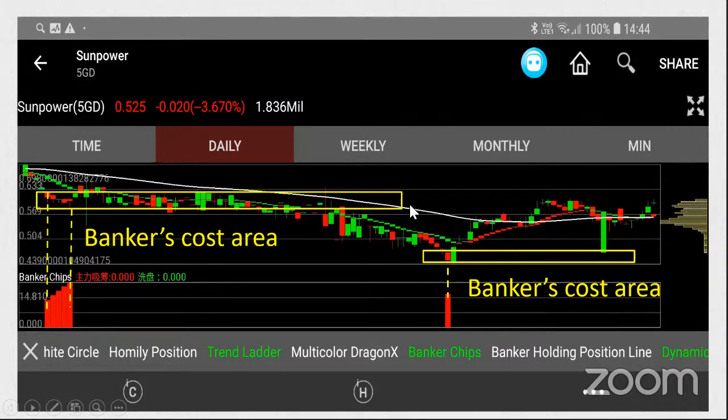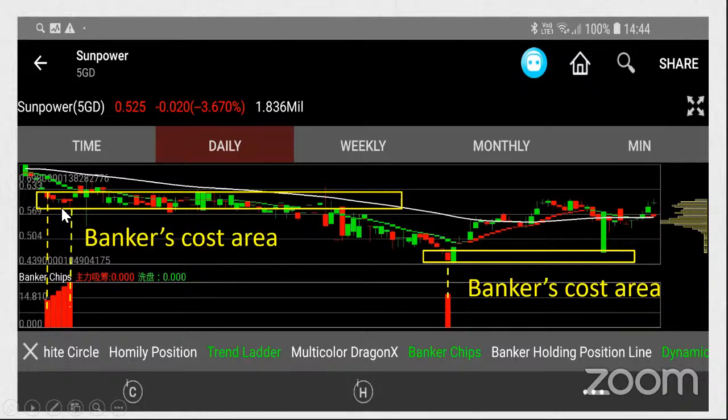Okay, so this is how we draw the banker's cost area. One case is several red bars appearing in a row for banker chips. You find the high and the low for that period to decide the banker's cost area. And sometimes for banker chips, the red bar appears as just one single bar. Then the banker's cost area is simple. It's just the high and the low of the candle corresponding to this banker chip red bar. So these are two different situations.